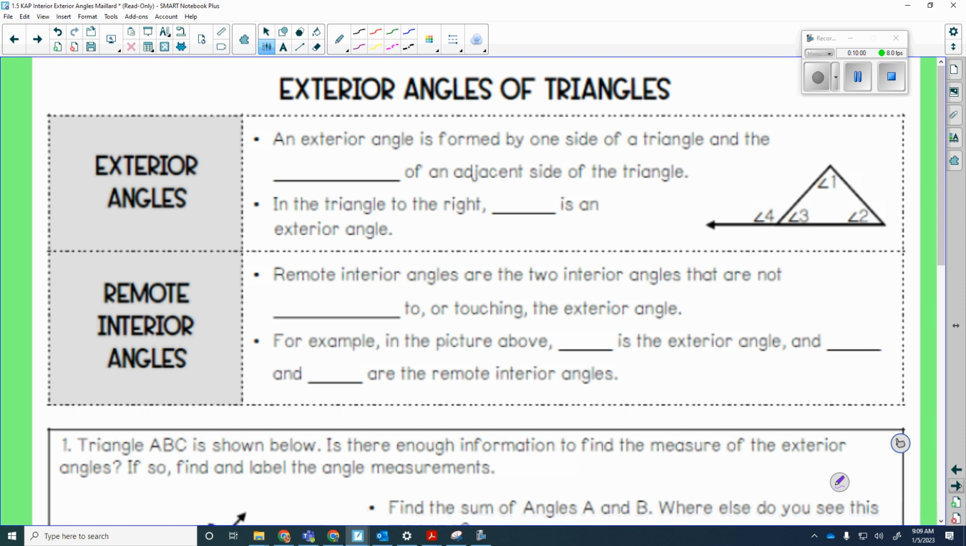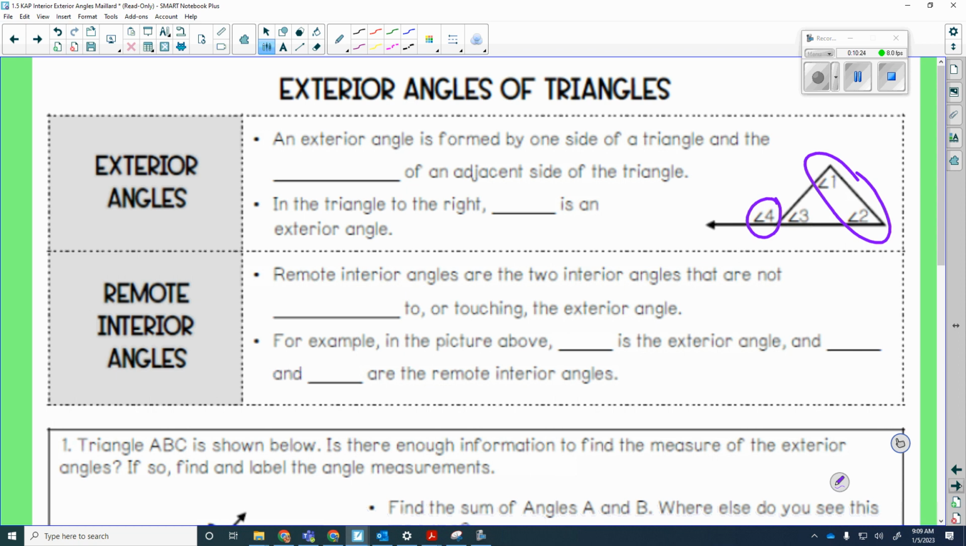Now we're going to talk about exterior angles of a triangle. All right. So far we know the sum of the interior angles 1, 2, and 3 equals 180. Now here's a really cool thing. Did you know that this guy right here, angle 4, is equal to the sum of those two guys?